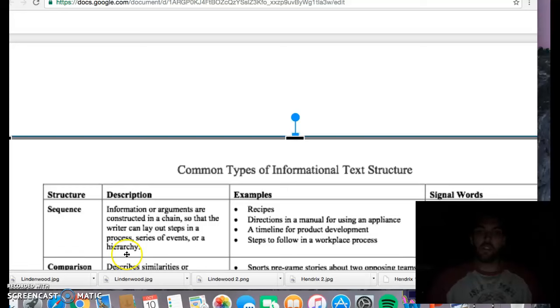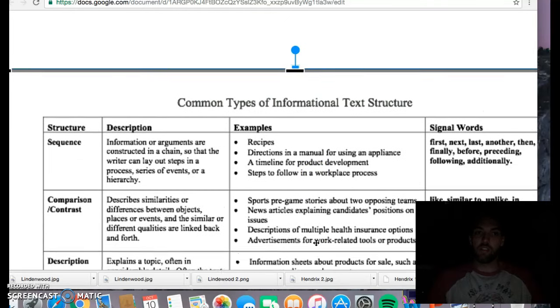So some examples: recipes. First put in a teaspoon of sugar, then put in water, then put in 2 eggs. It matters the order. Directions for a manual for how to put something together, like from IKEA. Steps to follow. That's all going to be sequence of events.